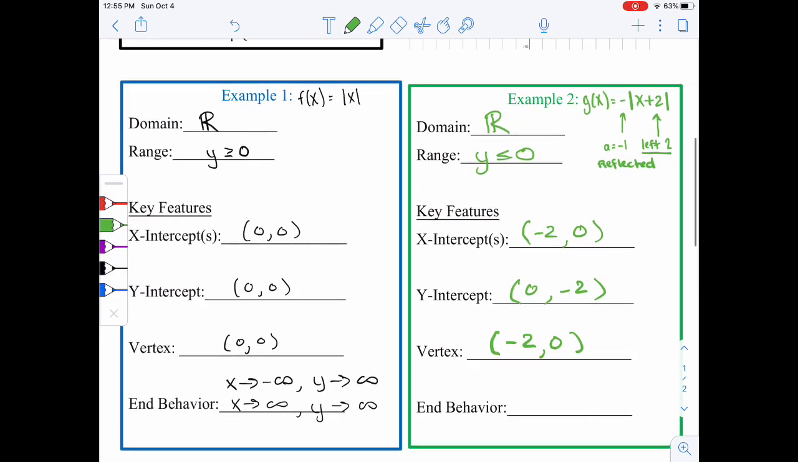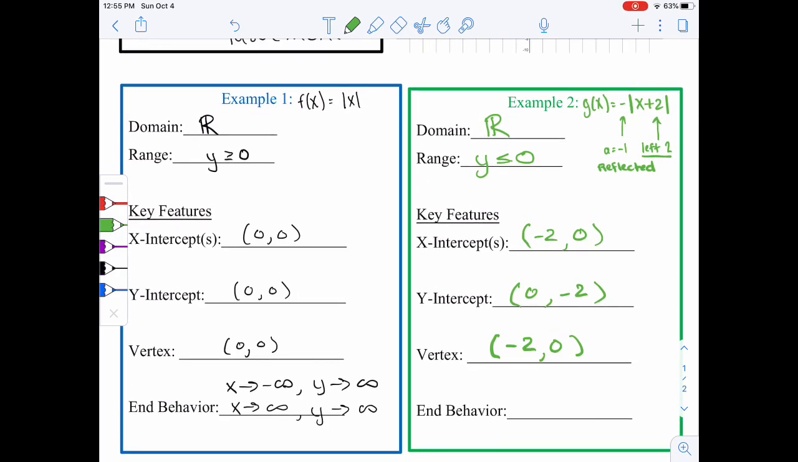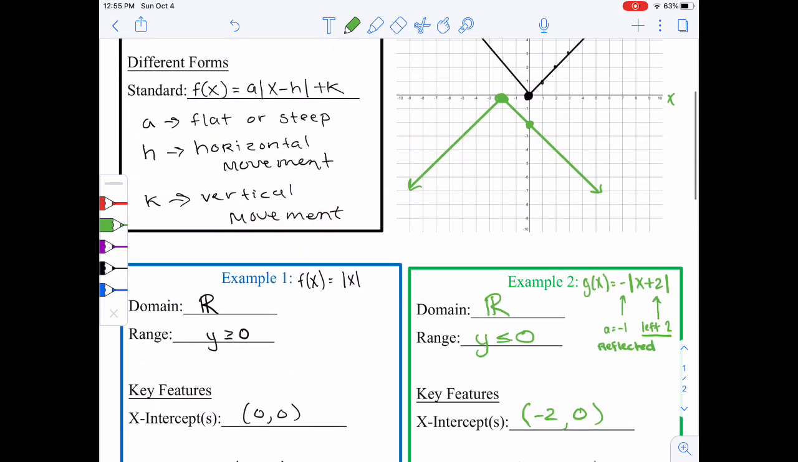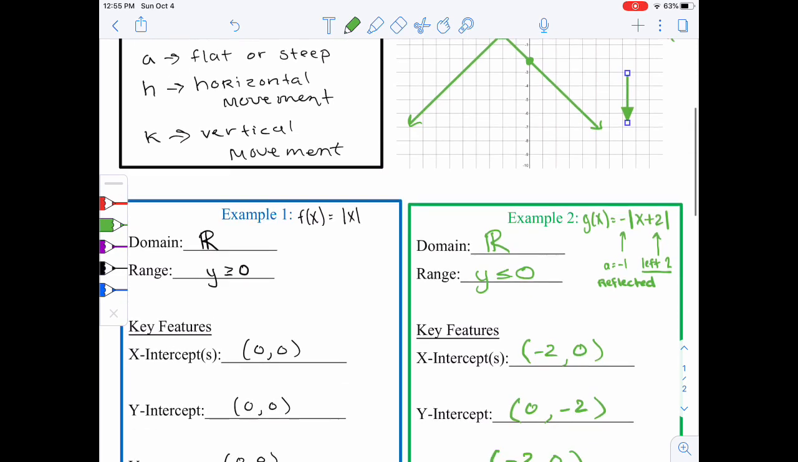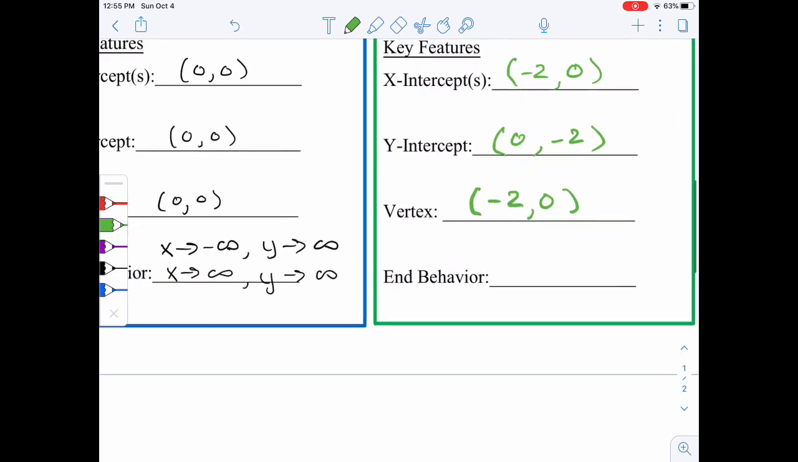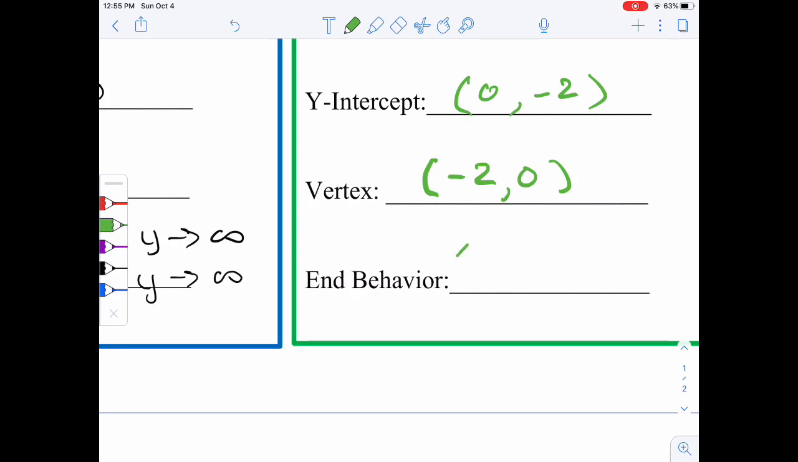And its end behavior is similar to our first example, but the opposite. Notice all of my y's are headed in the negative direction. So my end behavior is, as x approaches negative infinity, y approaches negative infinity. And as x approaches positive infinity, y approaches negative infinity.